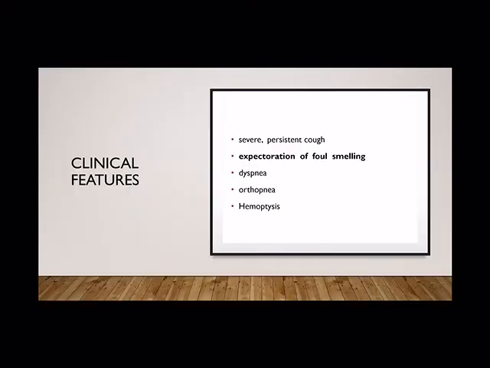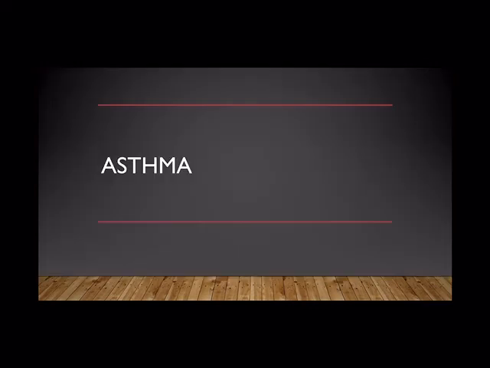Next, clinical features. Because you have excess sputum, you will have severe persistent cough, and the expectoration is foul smelling. Other than that, you can have dyspnea, orthopnea. An important one is that here you can have hemoptysis. Normally in COPD, hemoptysis generally won't be there. But in case of bronchiectasis, there will be hemoptysis. Okay. So this is what about your bronchiectasis.